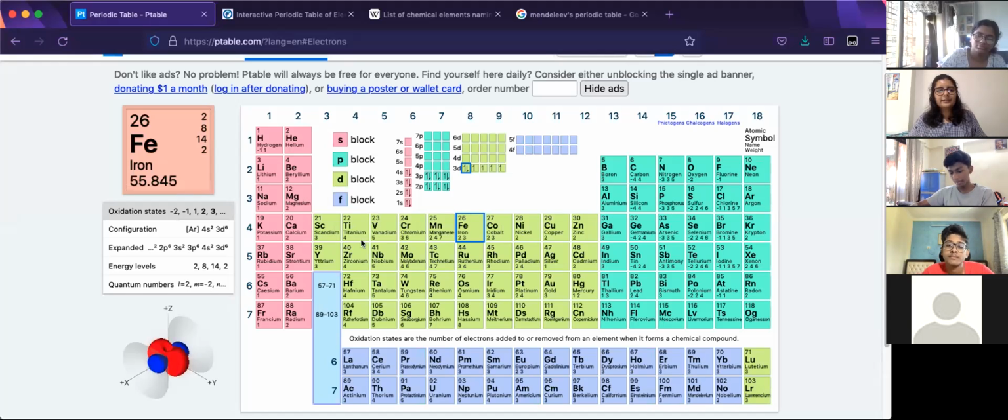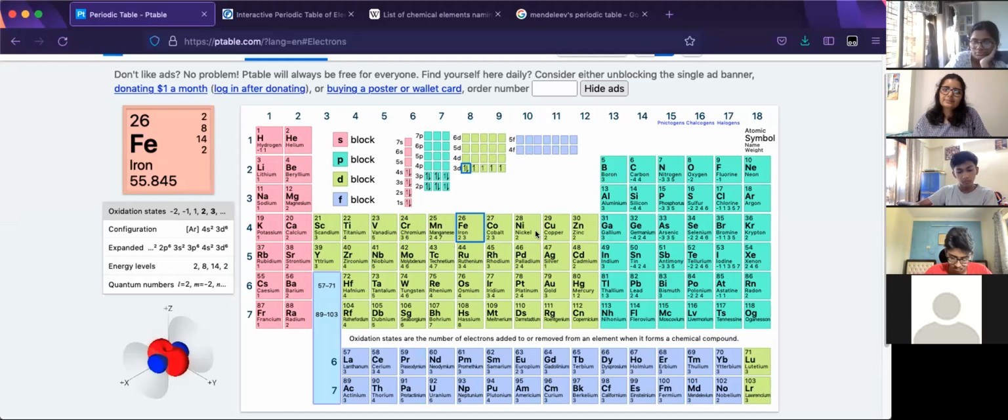And another thing about D block is that a lot of these elements act as catalysts in a lot of reactions. So whenever you see that a reaction requires a catalyst, more often than not, it's going to be a D block element.